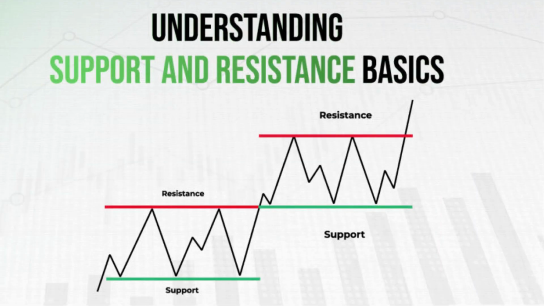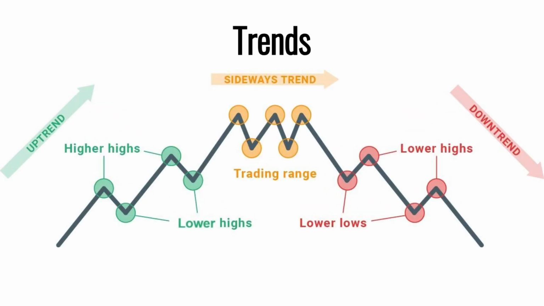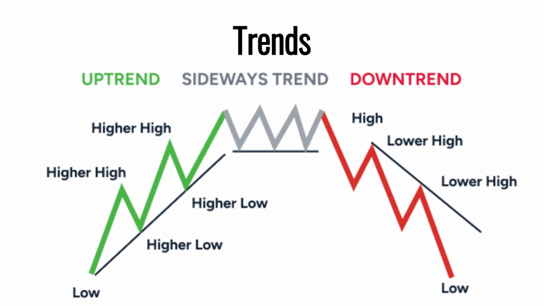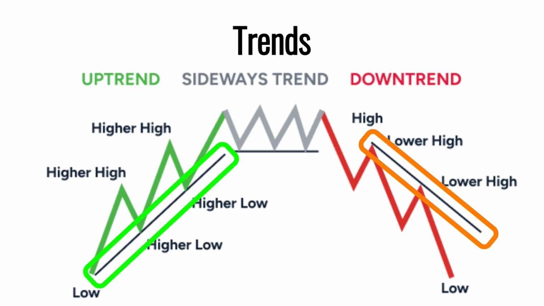Let's talk about trends and support and resistance. First, trends. A bullish trend means the market is moving up. A bearish trend means the market is moving down. And a sideways trend means the market is moving flat, without direction. To see trends, we often use trend lines. We draw a line connecting the lows in an uptrend or the highs in a downtrend. These lines help us see the direction more clearly.